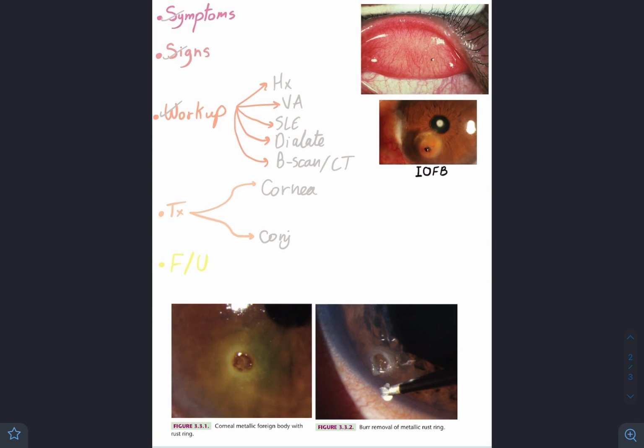Now, if there is a residual epithelial defect from the corneal foreign body, is it okay to give erythromycin ointment? No, you should not give erythromycin. Why? Because it's not powerful enough to cover. It doesn't have enough antibiotic coverage. It's not strong enough. This is why you should not give erythromycin ointment.